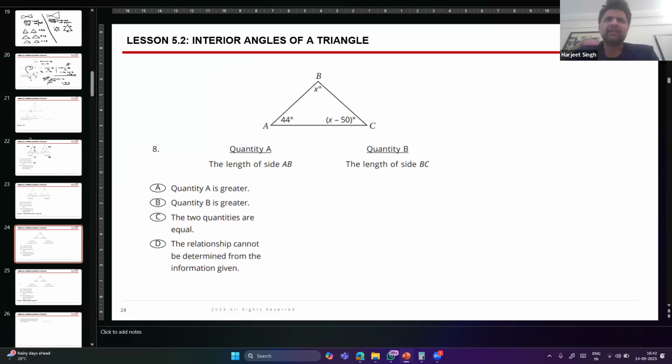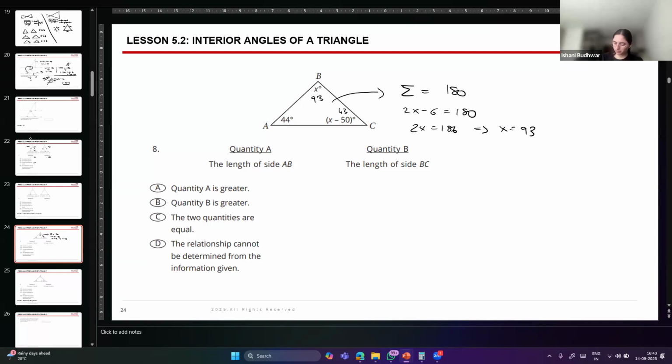Next one. Quant comparison question. Quantity A is AB and Quantity B is BC. And the angles are given, some of them in terms of variables. So this looks like a simple setup. Summation of the angles is 180, which means 2x minus 6 should be 180. 2x is equal to 186. So x is 93. So this is 93 and this is 43, right?